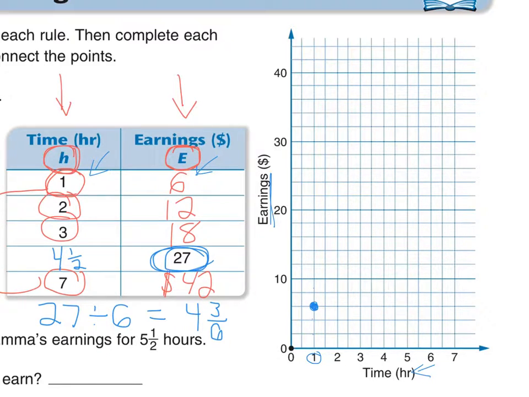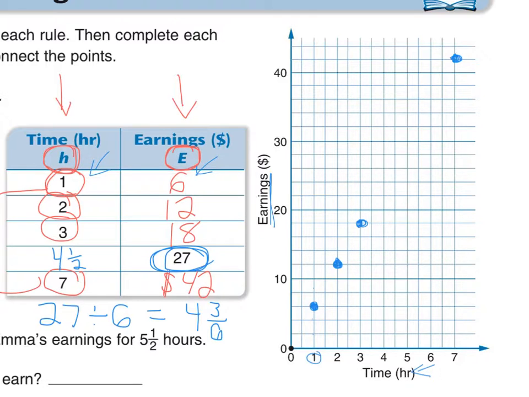And then I'm going to do 2. 2 hours is at $12. 3 hours is at 18, so that'll be right there. And then let's go up to 7. 7 is at 42. So what I notice now is it looks like they're forming a straight line. I can do that 4 1/2 if I want, but since it's in a weird spot, I'm going to save that for just a minute.